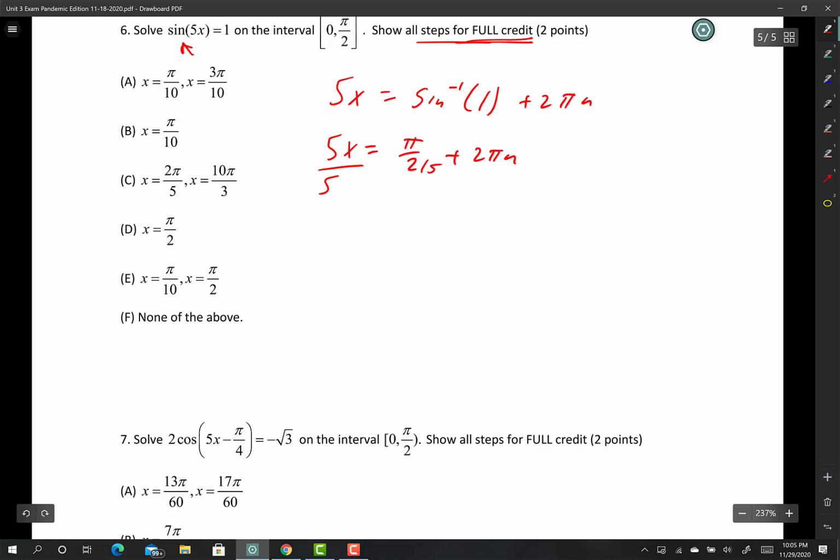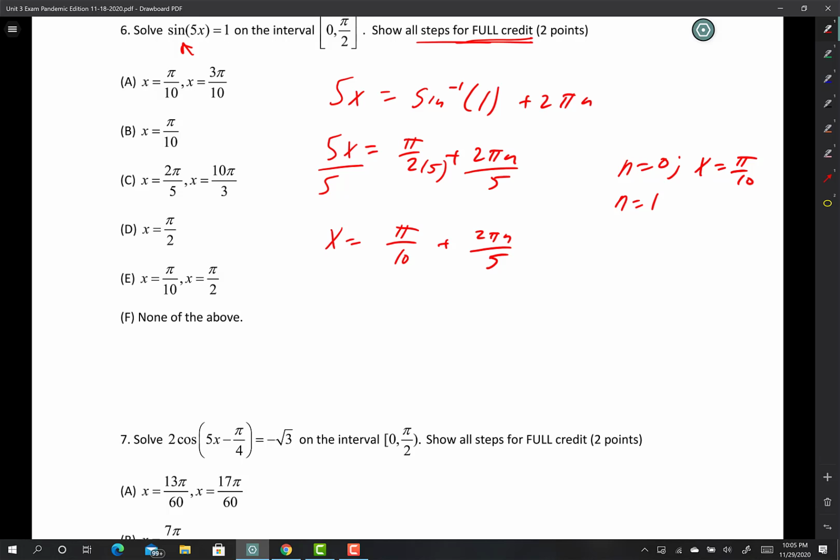Divide by 5, divide by 5, divide by 5. X equals pi over 10 plus 2 pi n over 5. So here's one answer. If n is 0, x is going to be pi over 10. That's one of them. Because if n is 0, that means this right here is 0, and it's just pi over 10 plus 0. Now, if n equals 1, so that means I've done a full cycle. If n equals 1, then what does x equal? Well, let's see.